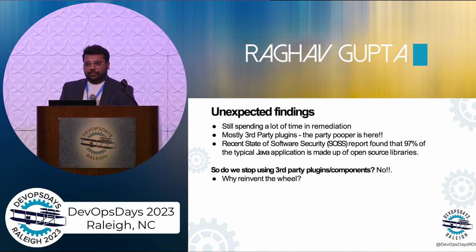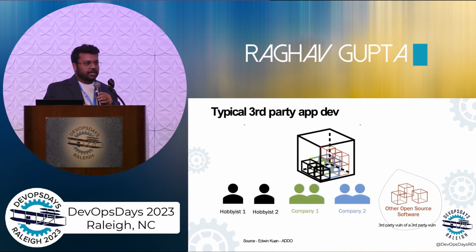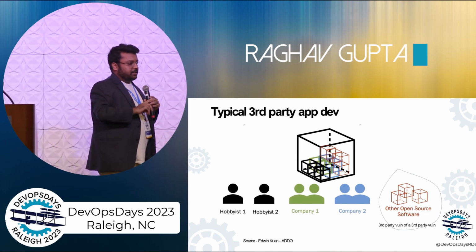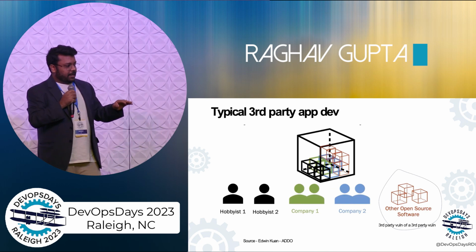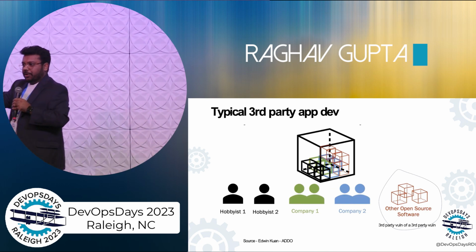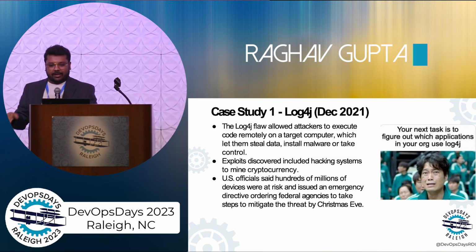According to a recent source report, 97% of a typical Java application is built using open source libraries. So should we just stop using open source libraries? No. Look at this diagram. You have a couple of hobbyists, you have a couple of companies, but you also have other open source libraries contributing to a third party. So it's like Inception, where you have a bug into a bug.